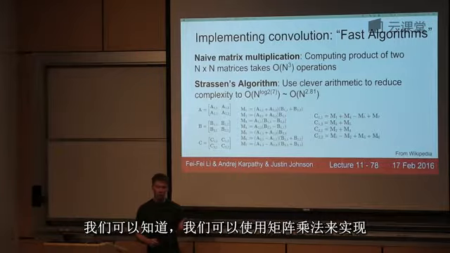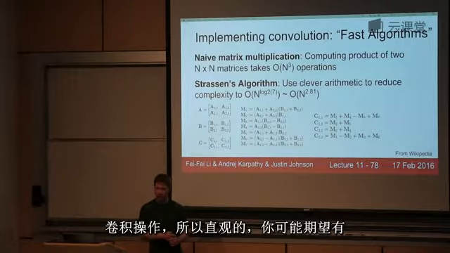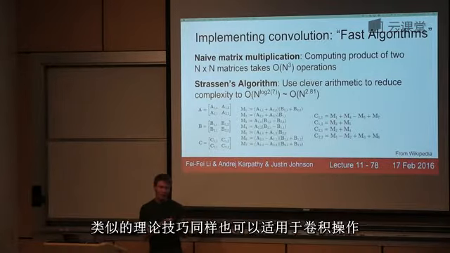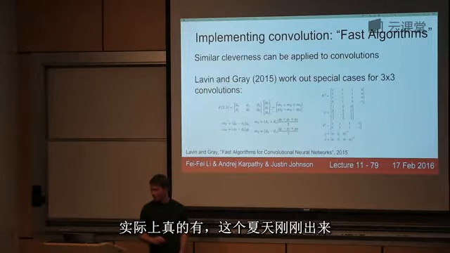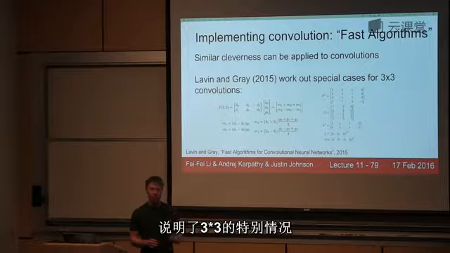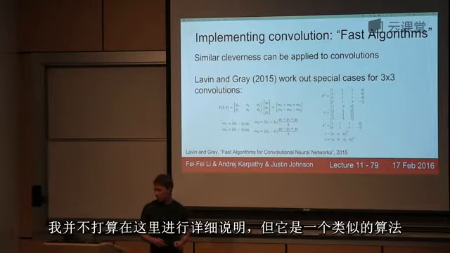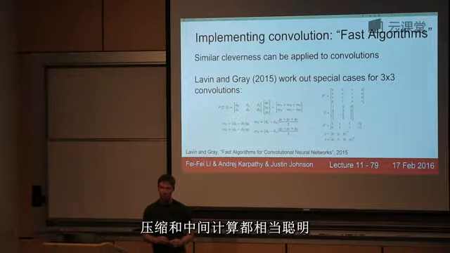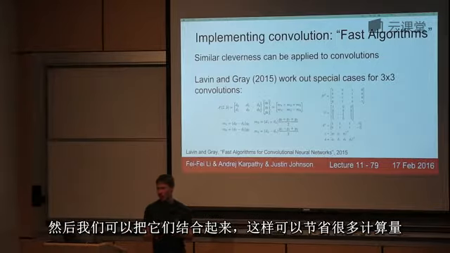And from im2col, we know that we can implement convolution as matrix multiplication. So intuitively, you might expect that these similar types of tricks might be applicable to convolution. And it turns out they are. There's this really cool paper that just came out over the summer where two guys worked out very explicitly some special cases for 3x3 convolutions. Obviously I'm not going to go into details here, but it's a similar flavor to Strassen's algorithm, where you're computing very clever intermediates and then recombining them to save a lot on the computation.